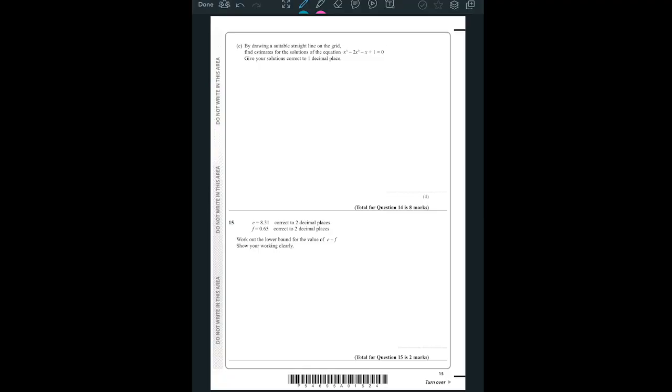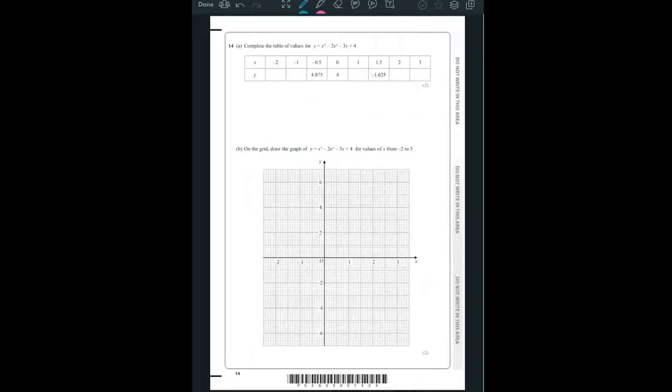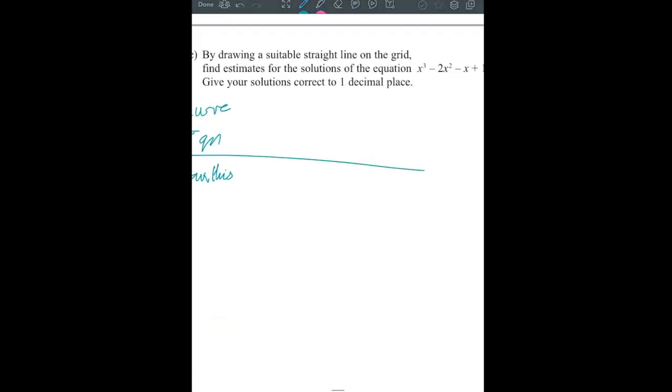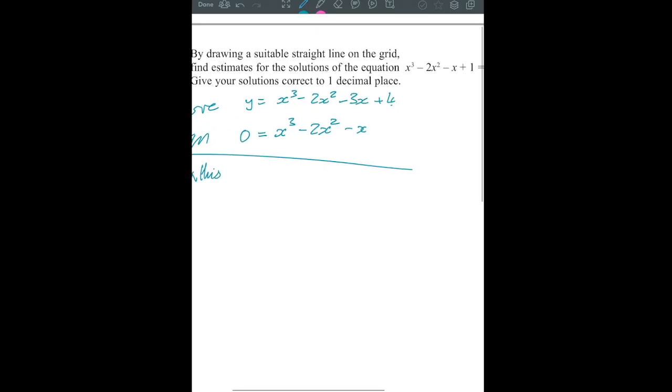Oh, the question isn't over though. Join a suitable line on the graph, find estimates of the solution. So this is our trick. We're going to do curve minus equation equals, draw this. So the curve that we sketched was y equals x cubed minus 2x squared minus 3x plus 4. The equation, I'm going to line up the equal signs and line up everything else. Minus x plus 1. And if I subtract these, it'll tell me what I need to draw.